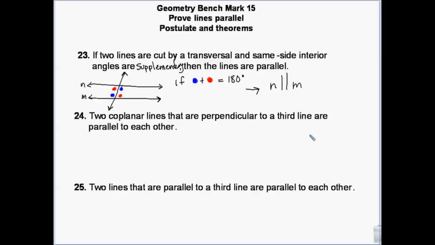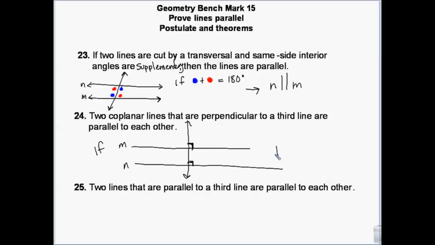Then we have this new one that's not exactly like the other ones, but kind of makes sense. If I have two lines, and I come in here with a third line and they're perpendicular, and both of them are perpendicular, then the lines are parallel. And it makes sense because this would be corresponding angles that were congruent. So it's kind of the same idea, except just that they're 90-degree angles.